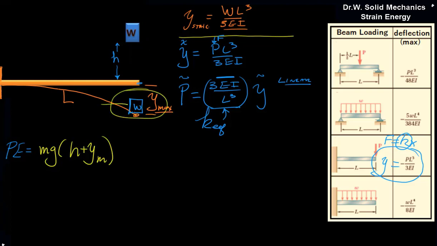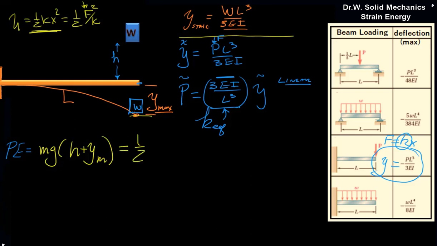Once the mass reaches this point, all the energy is stored in the cantilever and it's ready to shoot the thing back up in the air, most likely. So we have two forms of the energy that we can use. We can do energy as 1/2 kx squared, or we can do it as 1/2 F squared over k. In this case, we're going to use the form 1/2 kx squared because we want the deflection. We're not asked for the maximum force, although we could find it.